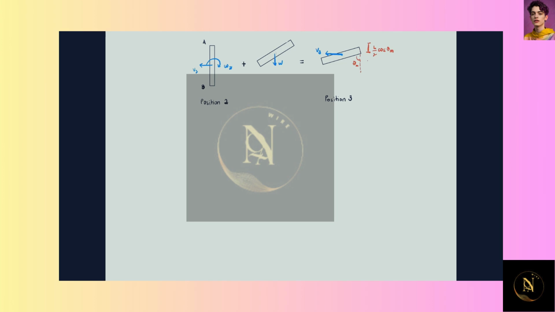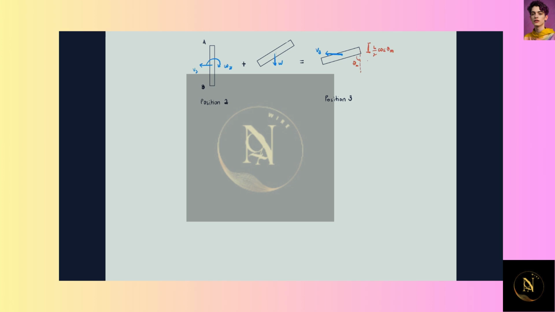We'll now analyze the motion of the beam at positions 2 and 3 using the principle of conservation of energy. I have here a sketch of what happens in position 2 and position 3. Position 2 is when the bullet strikes the beam, and position 3 is when the beam rises and forms an angle theta m with the vertical, as you can see in the last part of the sketch.